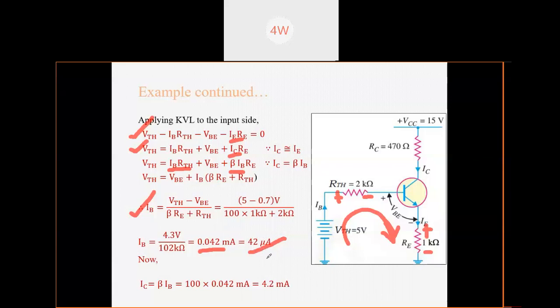Once you have got this value of IB, you can find the value of IC also, because we know that IC equals beta times IB. The value of beta is 100. You just have to multiply IB by 100 and you will get this value.